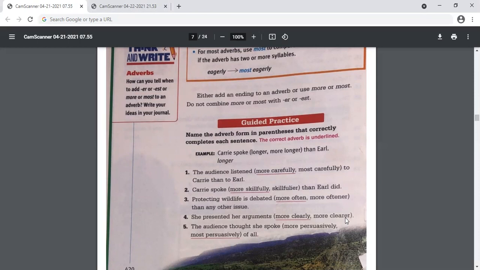Number 3, protecting wildlife is debated more often or more oftener than any other issue. Again, we can never use er and more in the same sentence, so more often is the correct answer. Number 4, she presented her arguments more clearly or more clearer. The answer here would be more clearly. So here the adverb clearly, we should use more. Number 5, the audience thought she spoke more persuasively or most persuasively of all. The answer here would be most persuasively, and our clue is of all, so we must use most.